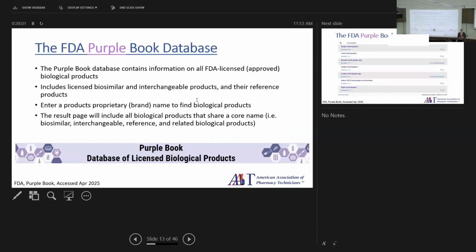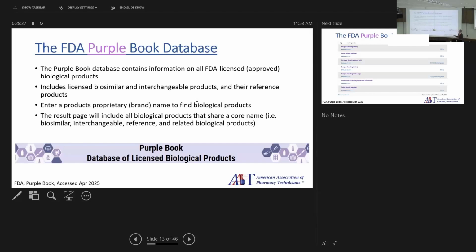So if there's all these medications, all these biosimilars and biologics, where can we go to find them? How do I know that something is a biosimilar and what medicine it's a biosimilar of? Well, the FDA Purple Book database, which is available online for free, is the go-to reference. It contains information on all FDA licensed or approved biological products. It includes licensed biosimilars and interchangeable products. So you can see what is a biosimilar and what is an interchangeable biosimilar. And we'll take a look at what that search looks like.